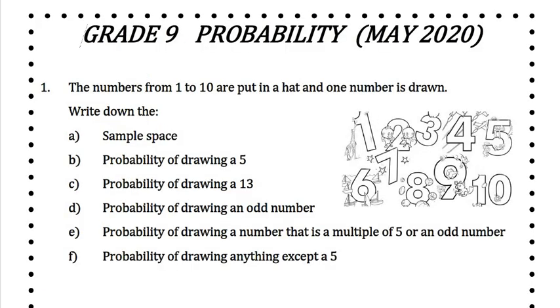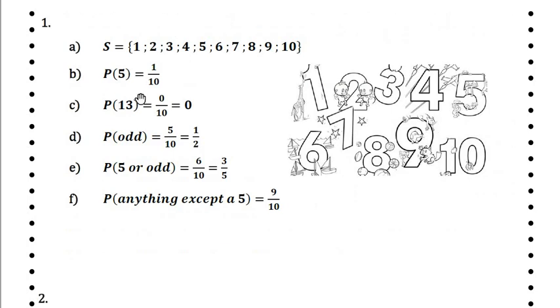The probability of drawing a 13, now you'll notice there's no 13 in the listed numbers or in your sample space, and you can't draw 13 out of the bag if there's no 13 inside the bag. So the probability of drawing a 13 is then 0 out of 10, and you always simplify your fractions, so the probability of drawing a 13 is 0.